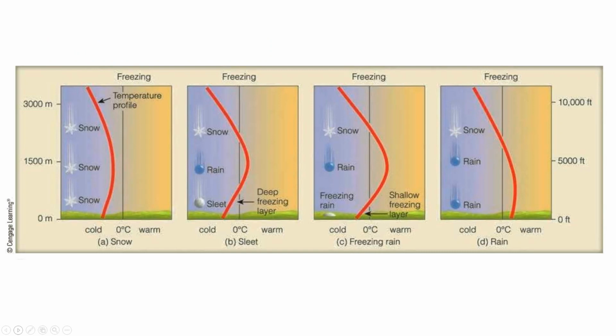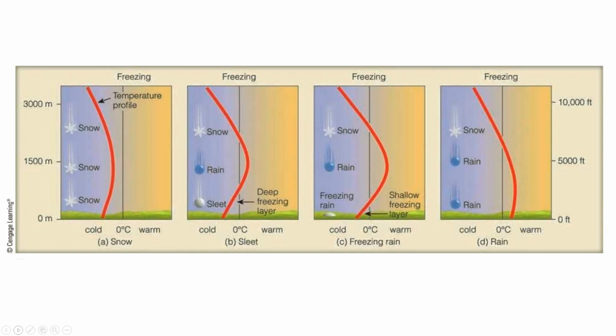Snowflakes or snow coming into a layer of above freezing melt as a raindrop, then come into a layer of sub-freezing temperature, so it becomes sleet, or it solidifies as ice that we can call sleet. Next, we have freezing rain. In freezing rain, melted snowflakes become supercooled liquid drops, and freeze in contact, producing freezing rain. So the difference is that we have a very shallow freezing layer for freezing rain.